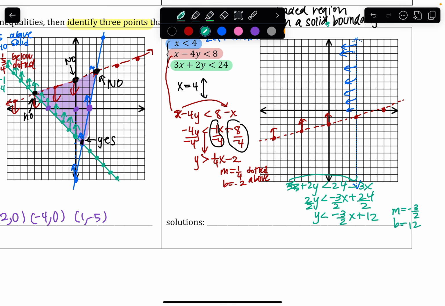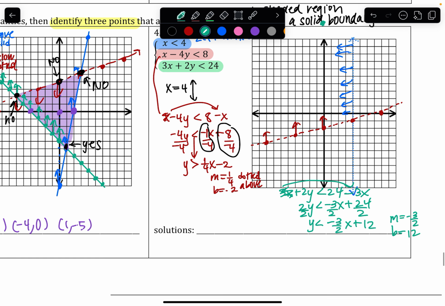So 12 kind of falls off the graph by 2 units. And then we need to go down 3/2. 1, 2, 3/2. Down 3/2. Make sure you have your negative slope. See some intersections.